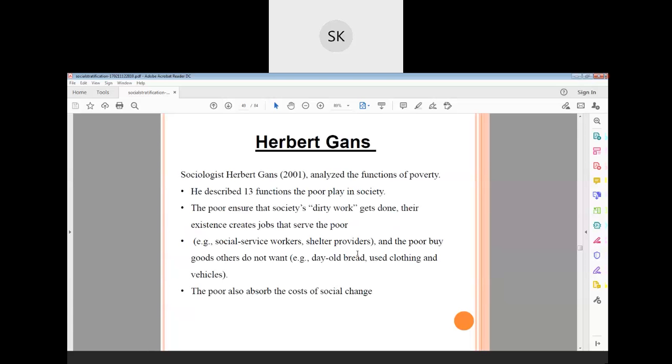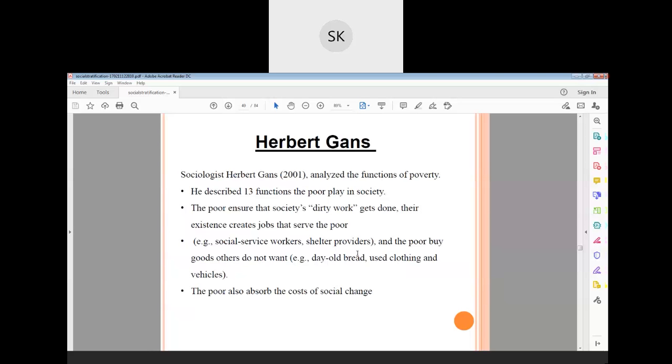And also the poor buy goods others don't want. If I am poor, I can buy the items which others don't want. If others want them, I will not be given the preference, like day-old bread, used clothing, and used vehicles. Who will buy those? Only those who cannot afford that much will buy them, right? That is what they are saying.